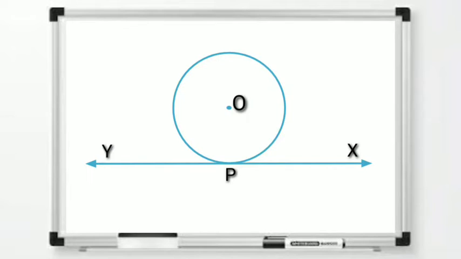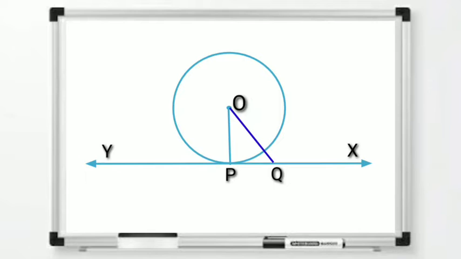Then from the center, draw a line to the point of tangency. Did I say something new? The point of tangency is the point where the tangent meets with the circle. Simple. Now draw any line from the center to the tangent except OP.